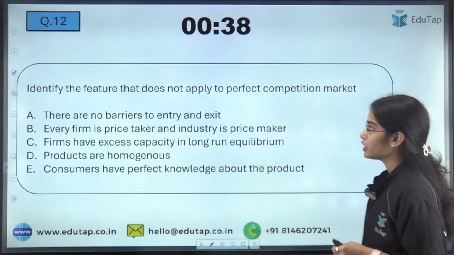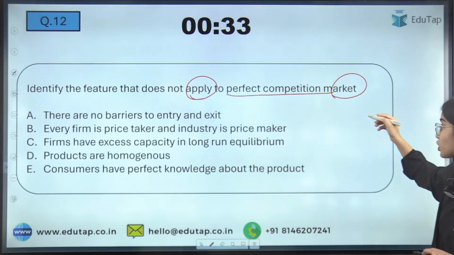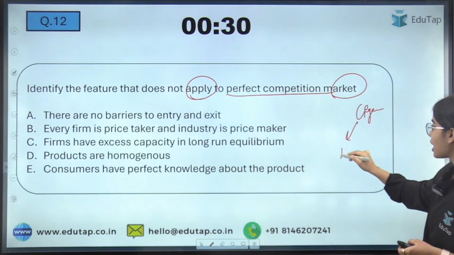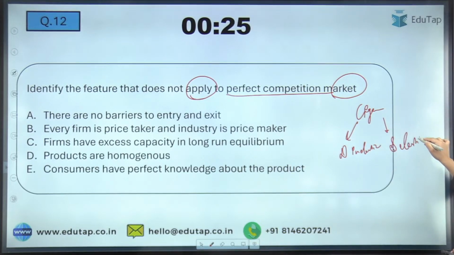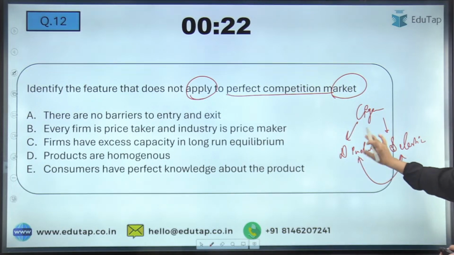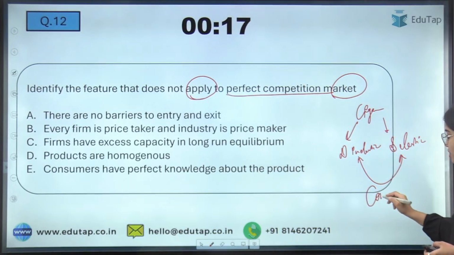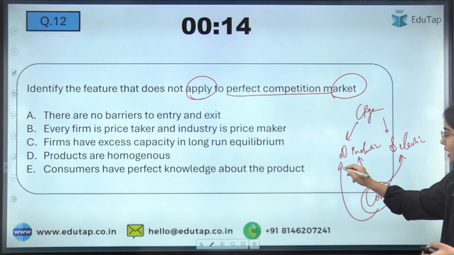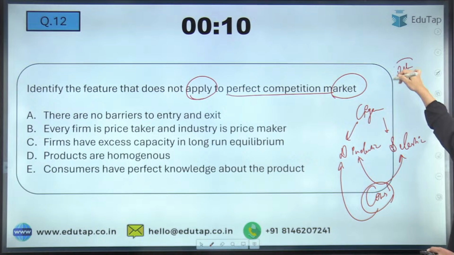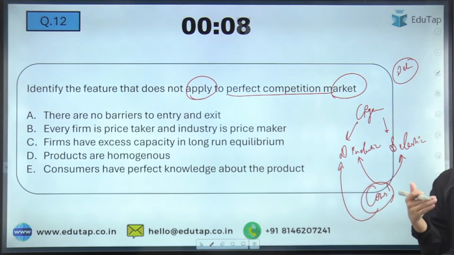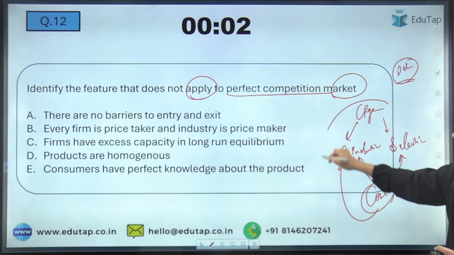Next is identify the feature that does not apply to perfect competition market. Okay. Let's say for C grades, the demand is inelastic and supply is comparatively elastic, if we are comparing the two. So in this case, who will bear the tax burden? In this particular case, the consumers bear the tax burden. So if the demand is inelastic, the consumers bear the tax burden. If the demand is elastic, the producers bear the tax burden. Demand is elastic as compared to supply. So always in comparison you have to take. So this is the idea.